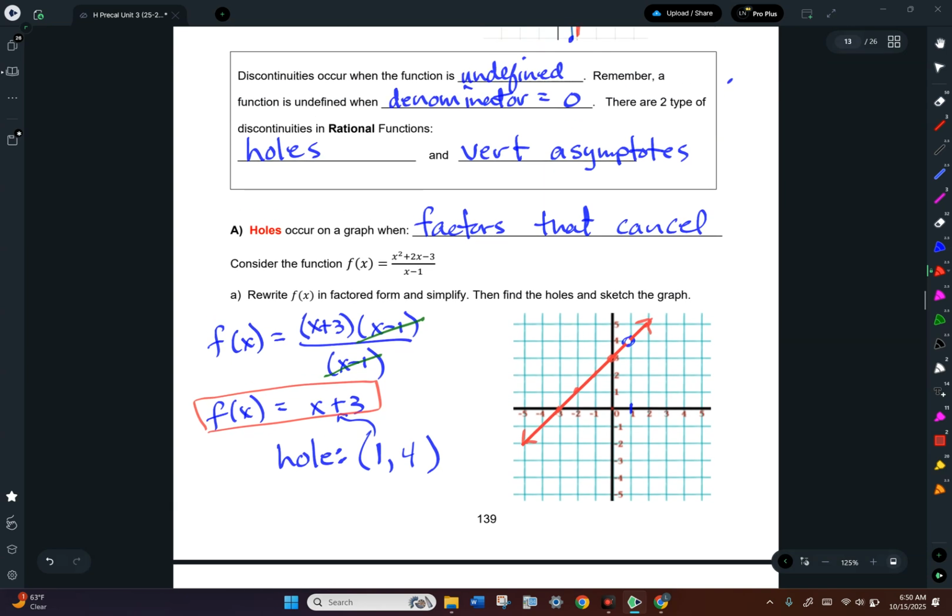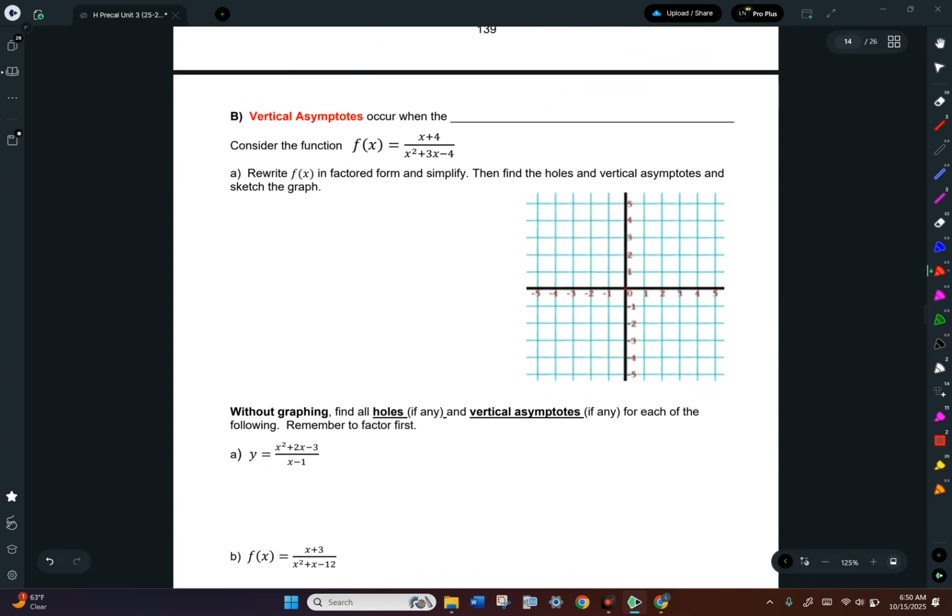So the other kind of discontinuity are vertical asymptotes. All right, so when do you have vertical asymptotes? When the denominator equals 0. So remember, we're going to factor it, and if anything cancels, that's going to be a hole. But if there's anything left in the denominator that could make the denominator equal 0, that's when you have a vertical asymptote. So let's take this function, factor the numerator and the denominator.